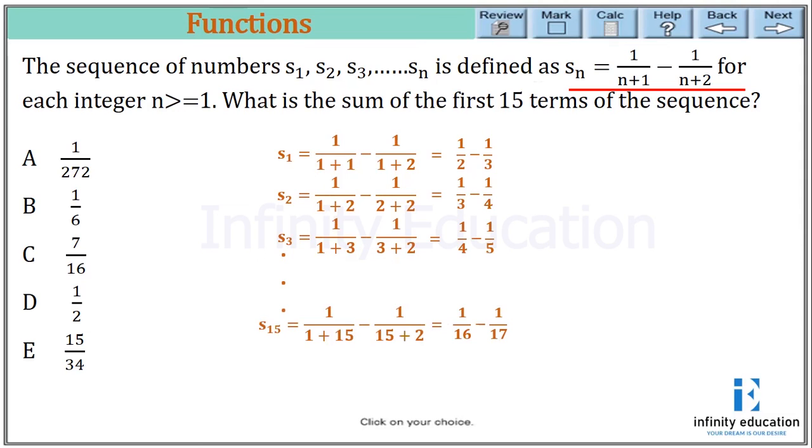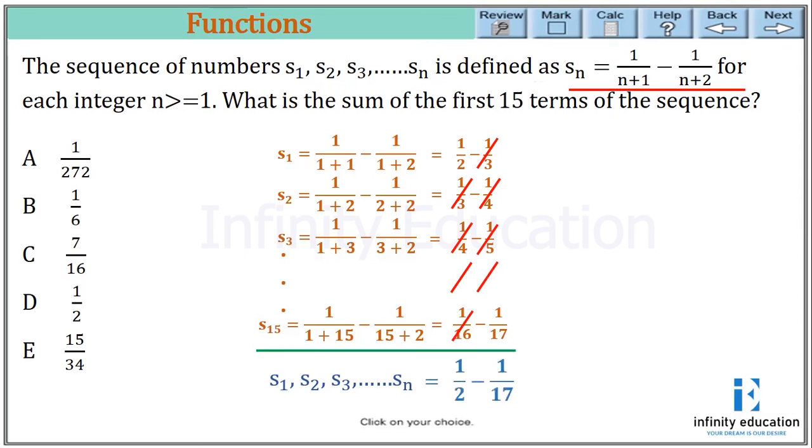Now, as they're asking for the sum of the first 15 terms, I must sum all of these. We can see minus 1 by 3 plus 1 by 3, so I can eliminate them. Minus 1 by 4 plus 1 by 4 also cancel. By the same logic, minus 1 by 5 and 1 by 5 are there, and also minus 1 by 16. So this will be a continuous process up to the end. We are left with 1 by 2 minus 1 by 17, which is (17 minus 2) by 34, which is 15 by 34. So E should be the answer to the question.